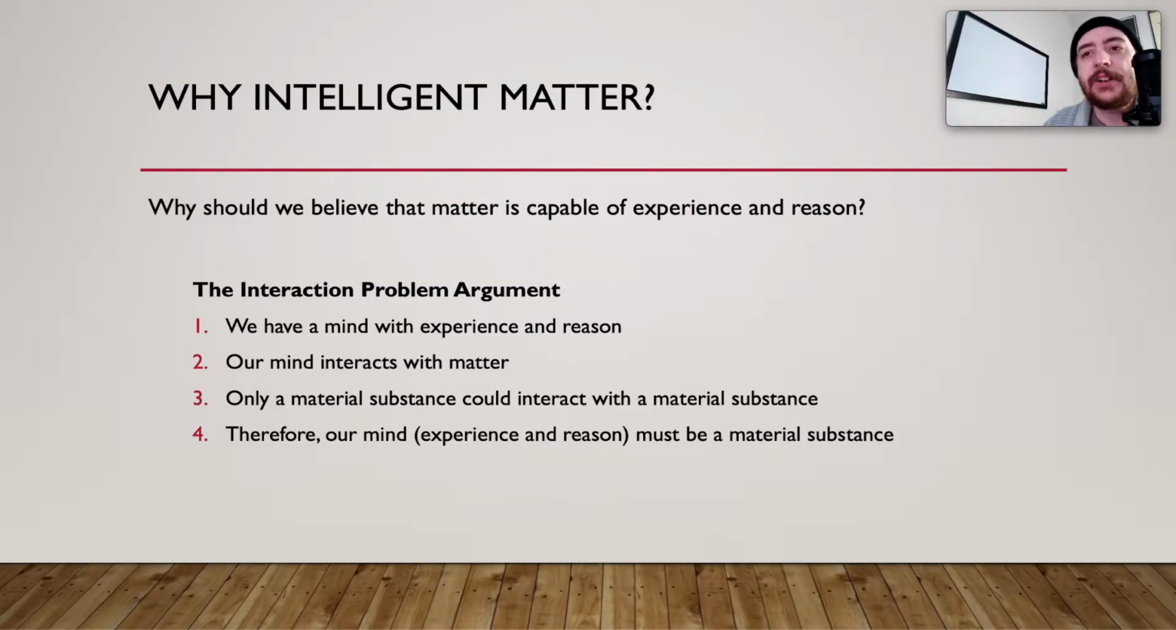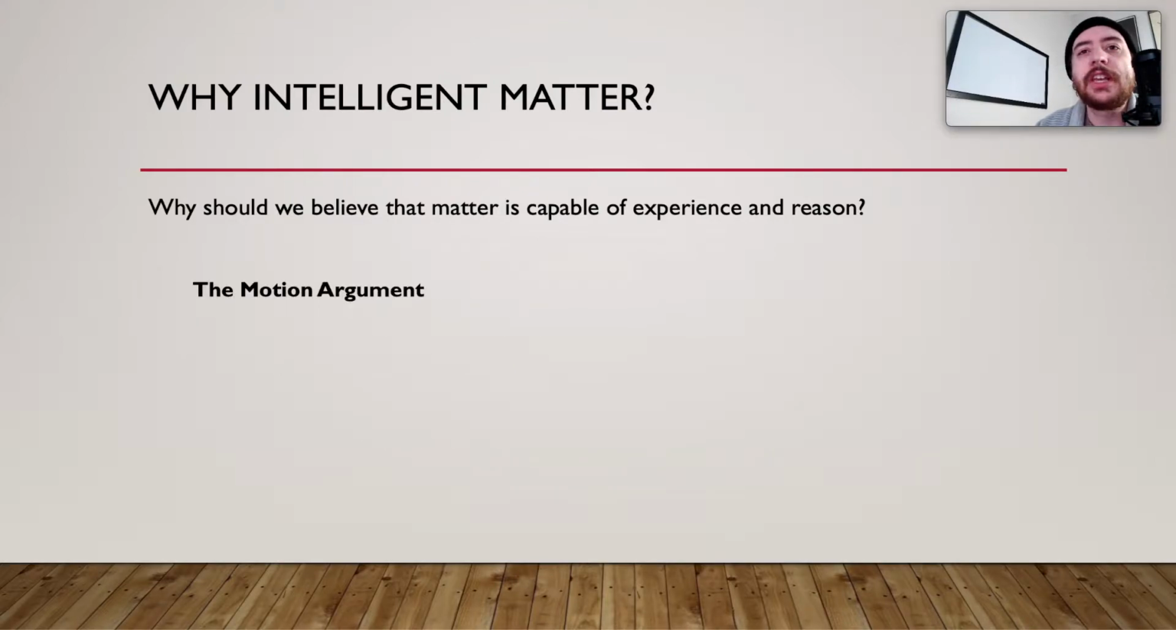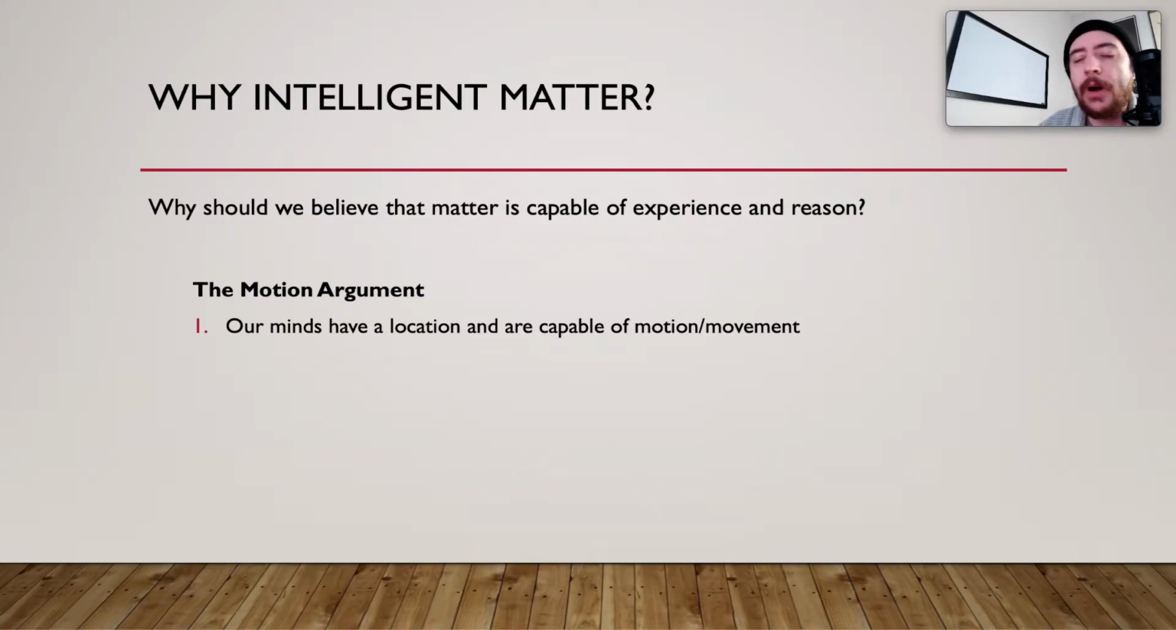Now, I'm not going to go into this interaction problem in a lot of detail since we've already looked at it in Descartes. So another reason she gives is what I'm going to call the motion argument. And I think this is a rather clever argument as well. She says, look, our minds have a location and are capable of motion and movement. So our minds seem to be located where our bodies are, and they seem to move with our bodies. So, for instance, my thoughts, my sensations, it looks like they're occurring in Auburn, Alabama right now. If I were to get on a plane and fly to Paris, then me and my mind, it looks like my mind would have moved to Paris. My mind would have come with my body.